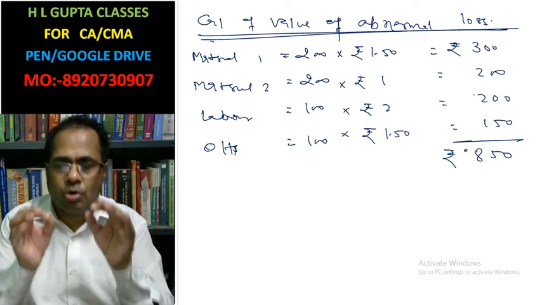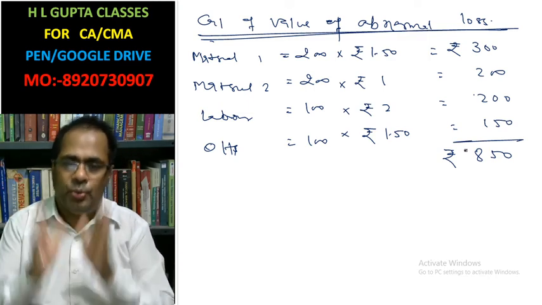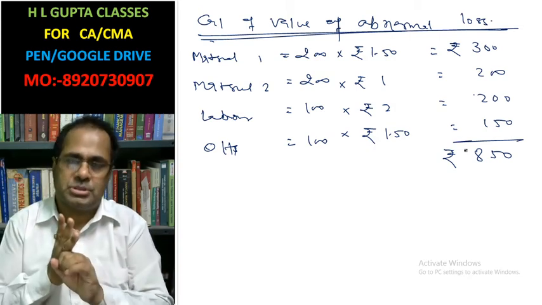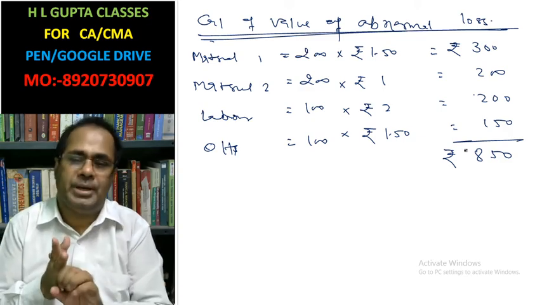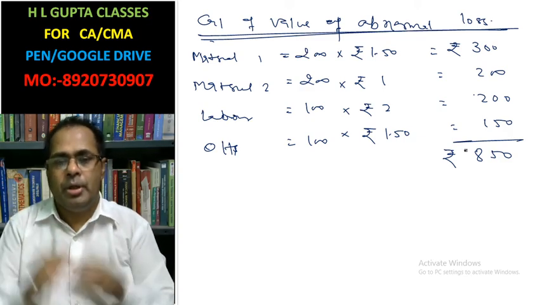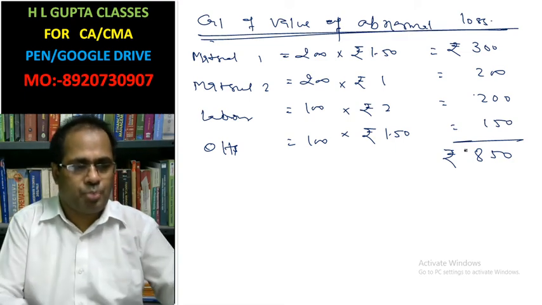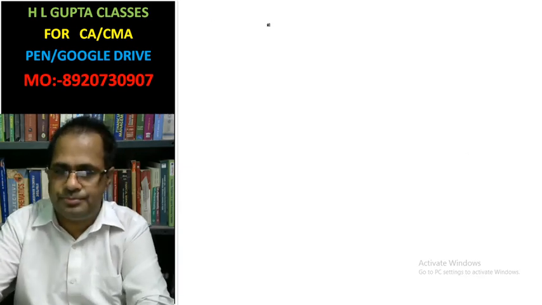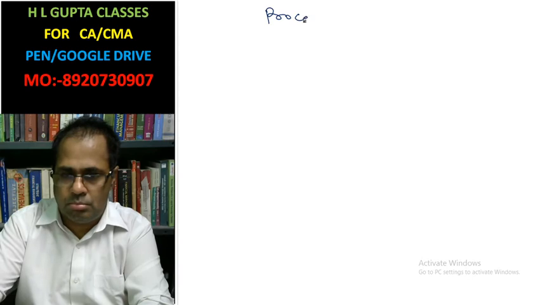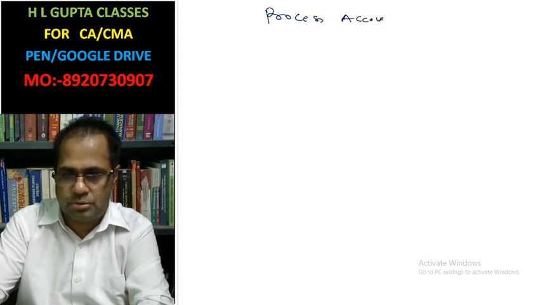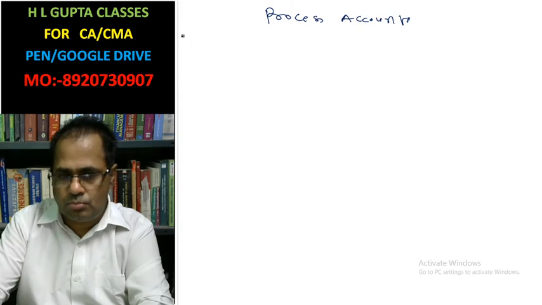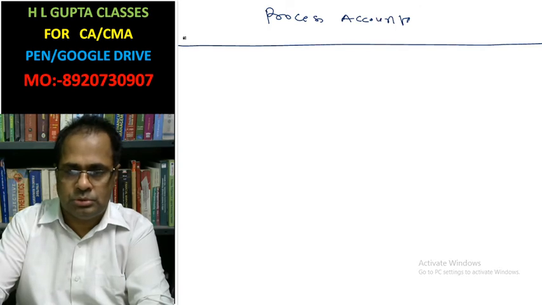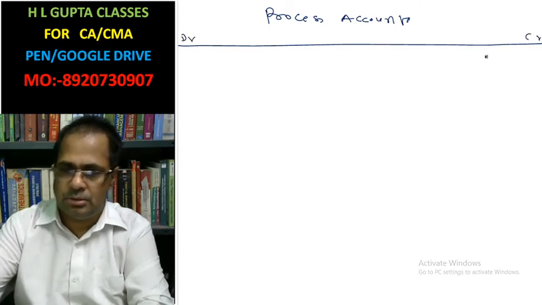We have calculated cost per equivalent production units. We have calculated value of units which transfer to the next process. We have calculated closing stock value. We have calculated abnormal loss value. Now we have to make process accounts. Okay, process accounts. This is debit side. This is credit side.